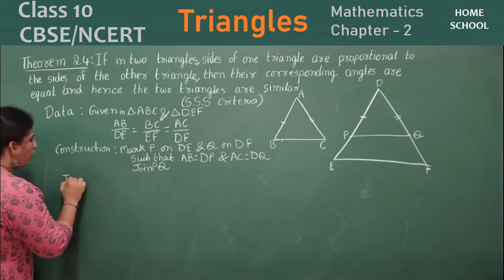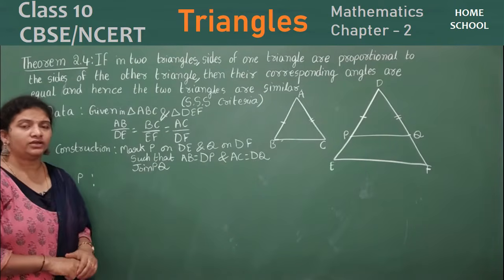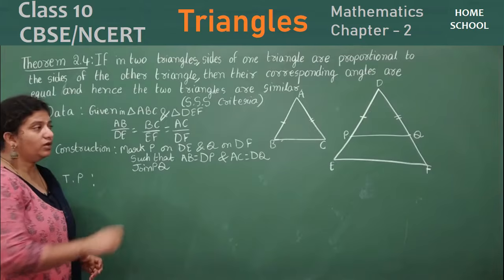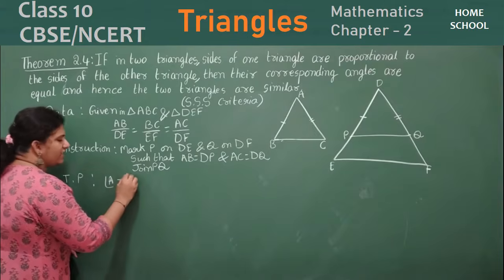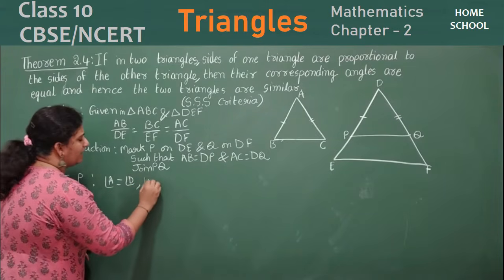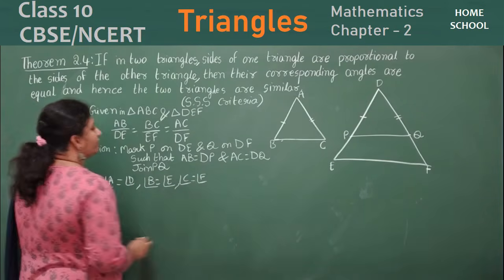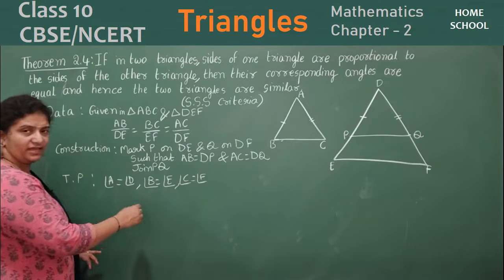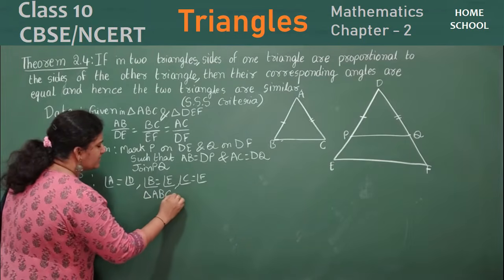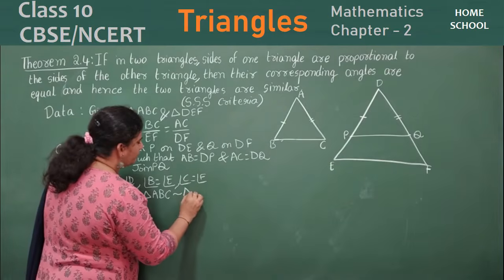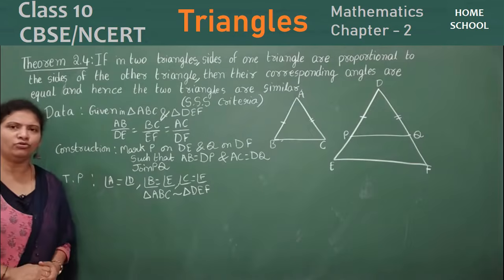Now, what we need to prove here? The corresponding angles are equal. What are the corresponding angles for the two triangles here? Angle A is equal to angle D, angle B is equal to angle E, and angle C is equal to angle F. Finally, if these are all equal, therefore triangle ABC is similar to triangle DEF. This is what I need to prove here.